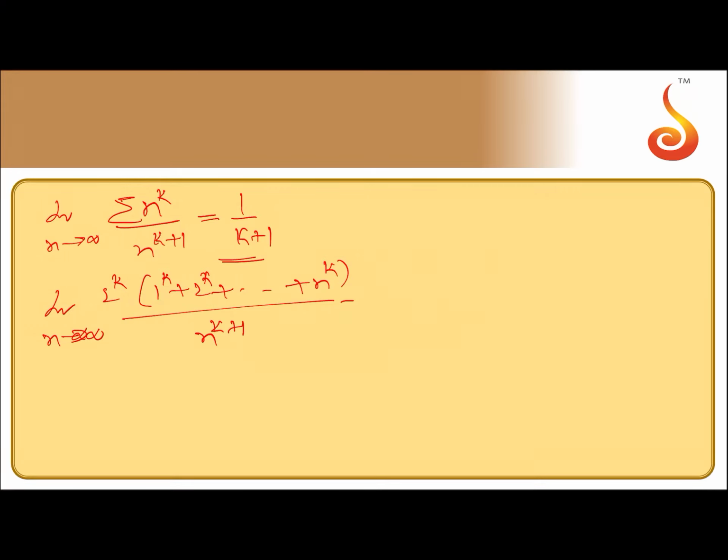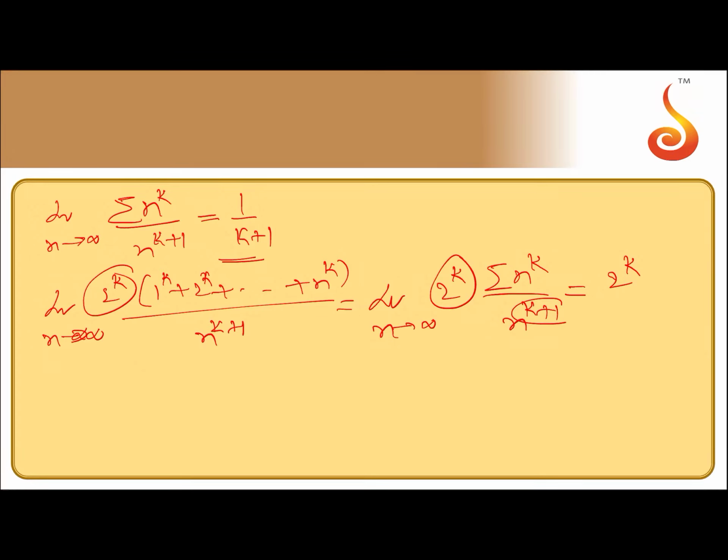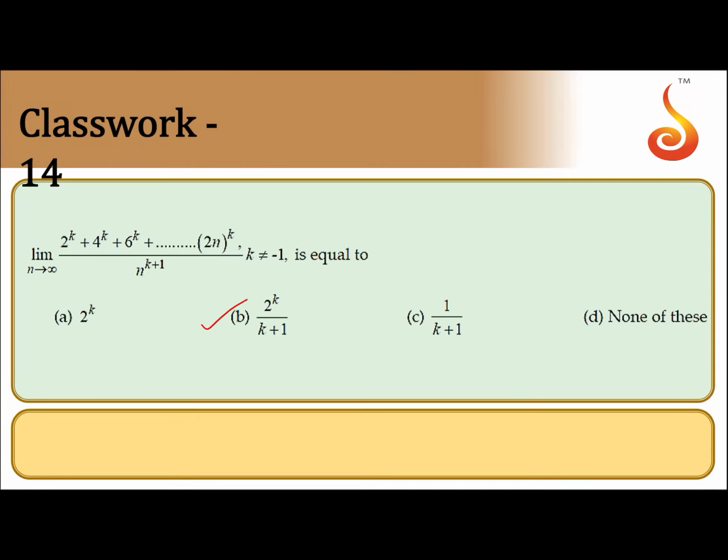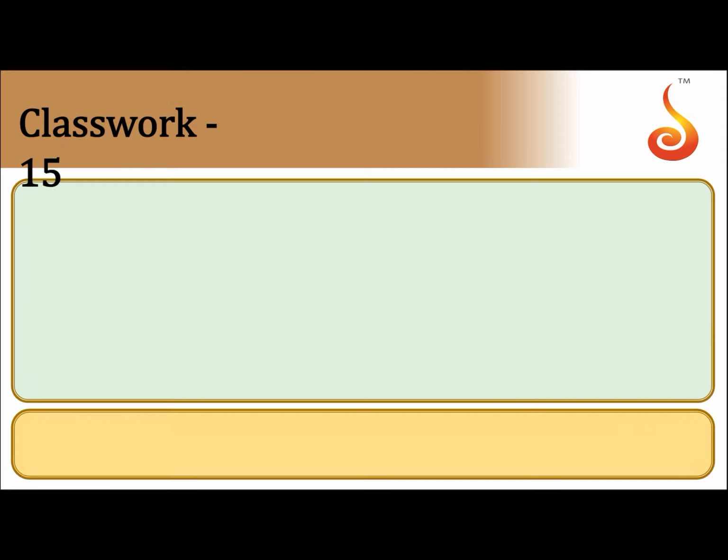N to the power of k plus 1. Why didn't you take out the common here? It is limit n tends to infinity 2 power k into sigma n to the power of k by n power k plus 1. So the answer is equal to 2 power k divided by k plus 1. So the answer is 2 power k by k plus 1.